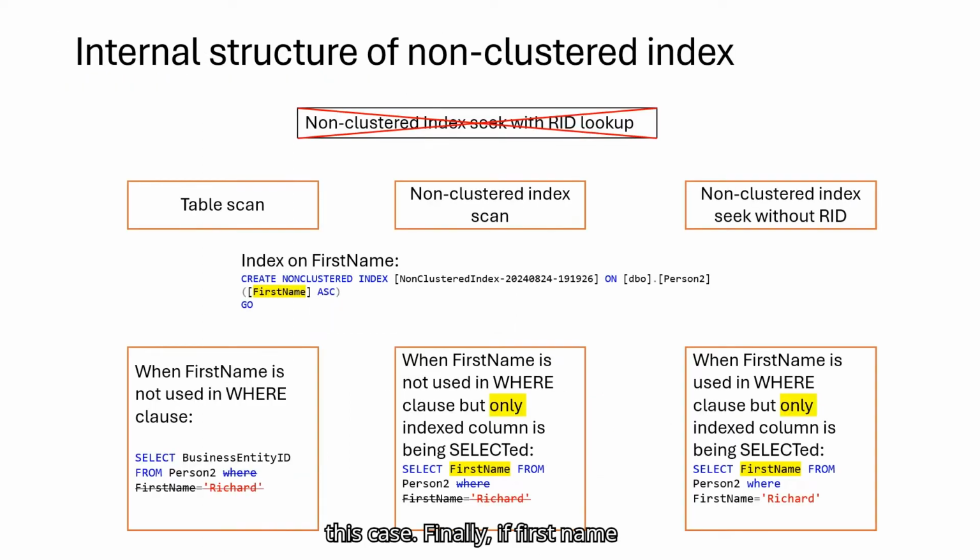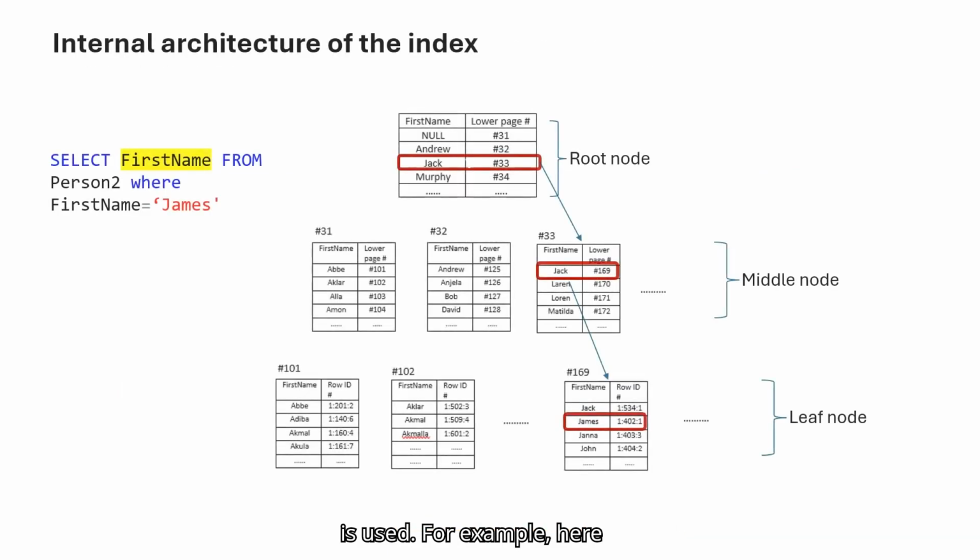Finally, if first name is used in where clause but only the indexed column is being selected, non-clustered index seek without RID is used. For example, here, when James is selected, there is no need to do row ID lookup, as we need only first name column and it exists already in leaf node page, right?